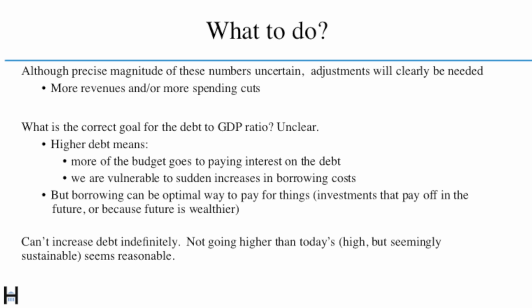Now, when we did this game, the game is going to be, here you are, you're in the driver's seat, and you're going to have to figure out how to get that debt into a sustainable level, okay? So fix the problem. So what's the correct goal? How high should the debt to GDP ratio be? That's not something an economist can say, oh, it should be 68%, right? It's kind of unclear. If we have higher debt, it means that more of the budget has to go to paying interest on the debt, right?